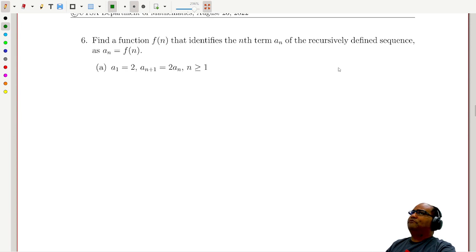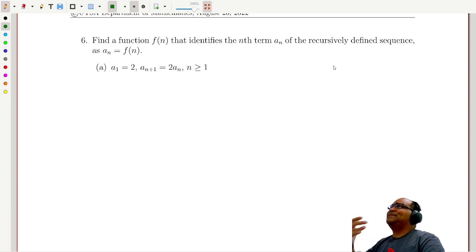Now, for recursive formulas, it's a little harder. There's a few ways you can go about this, okay? So let's take a look at this. Our first term is 2, a_1 is 2, and to get our next terms, a_(n+1), that's going to be 2 times a_n. So what is this saying? To get the next term, we do 2 times the previous.